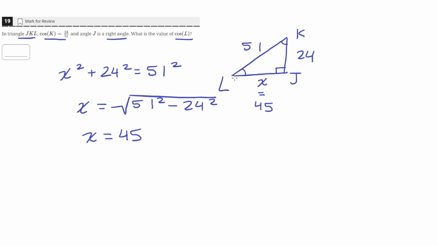Then the cosine of L is just the adjacent side divided by the hypotenuse. So cosine of L is 45 over 51, which is the answer, 45 over 51.